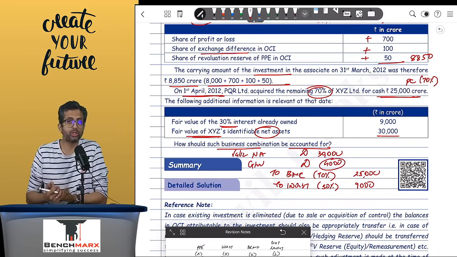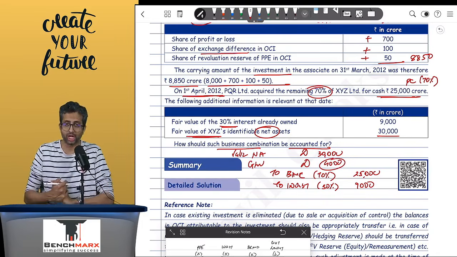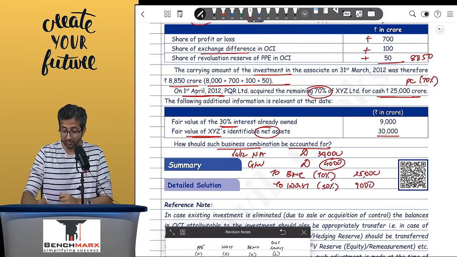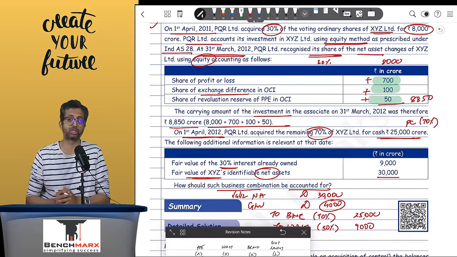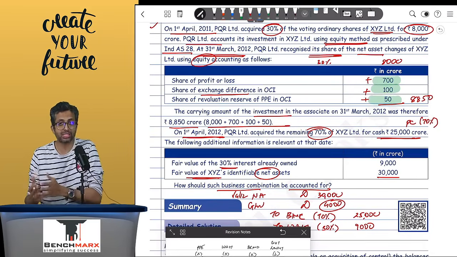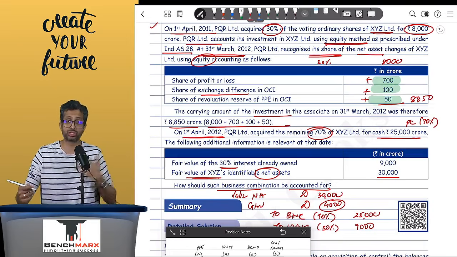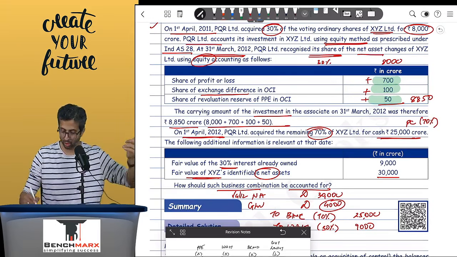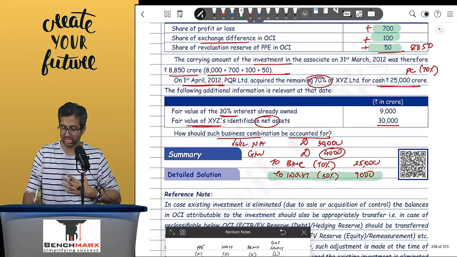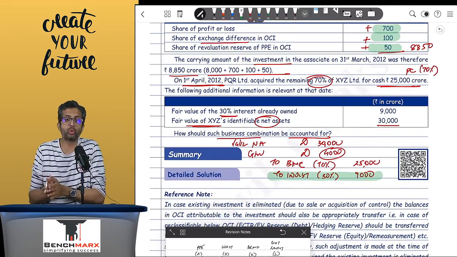Now, usually one could say that your answer should end over here. However, remember, when you recorded this investment, you credited the consolidated profit and loss by 700, consolidated FCTR by 100, and consolidated retained earnings by 50. Now, this FCTR and revaluation reserve was pertaining to the investment. Now, for whatever reason, the investment is derecognized, and hence, what will you do with the balance in the OCI?